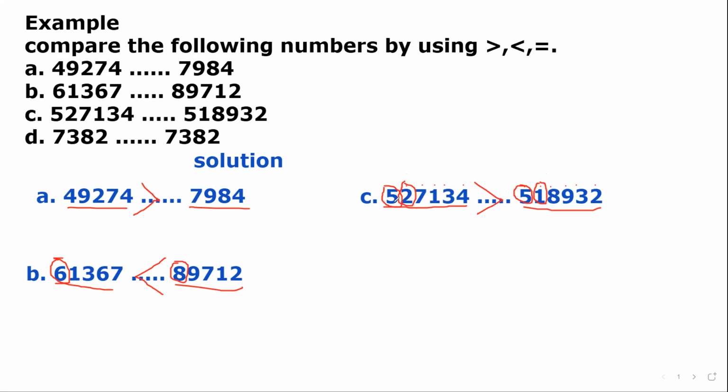Then 527134 is greater than 518932, or 518932 is less than 527134. Good. Now let's compare the last one.